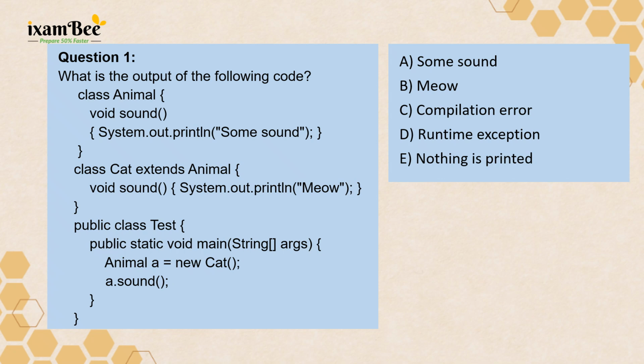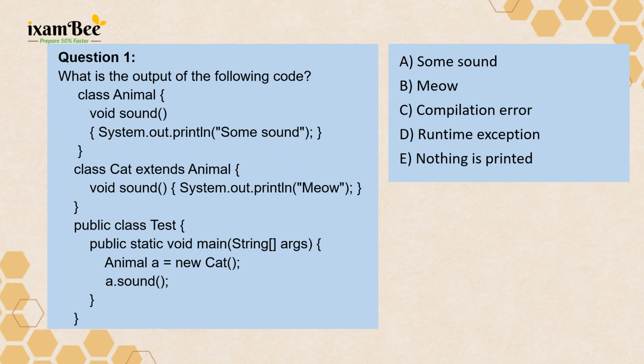So let us look at this first question. Here you have to predict the output of the following code. There is a class Animal with a method called sound. Class Cat extends Animal and you have another method sound in the class Cat. In the main function, you are creating an Animal object and initializing it to the Cat constructor. Then you are calling a.sound. You have to tell what would be the output.